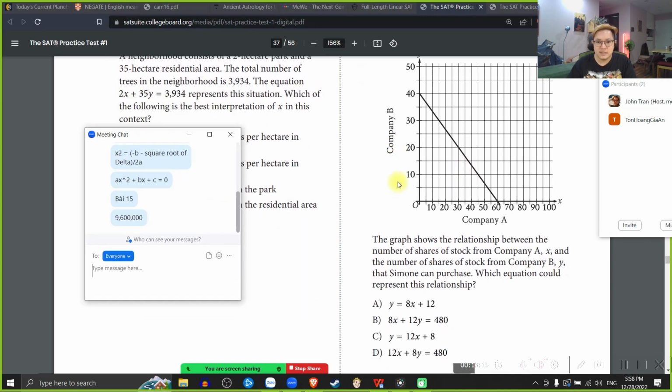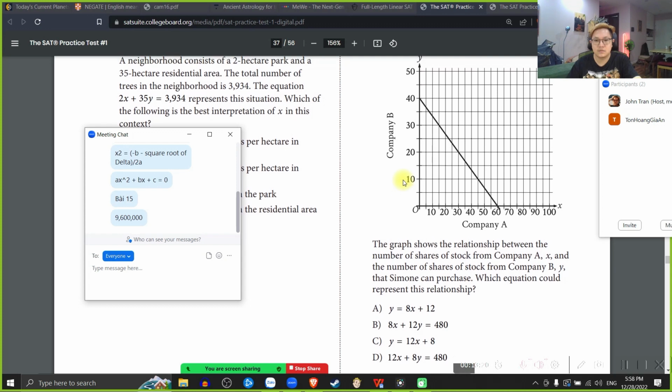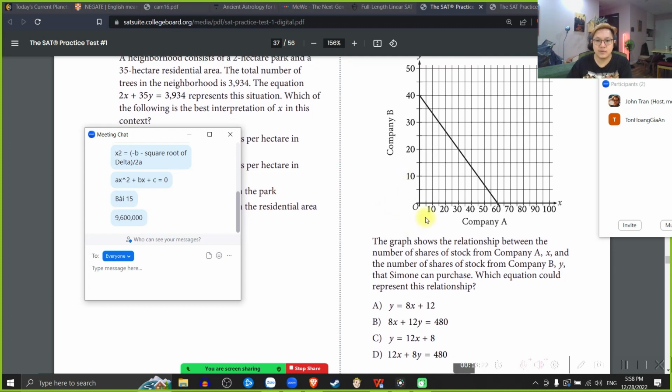So, 18, you are given a graph like this. Okay, read again. The graph shows the relationship between the number of shares of stock.